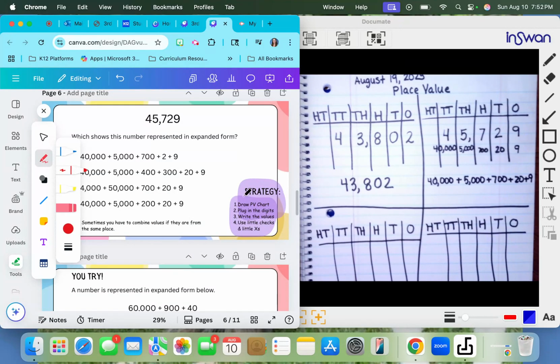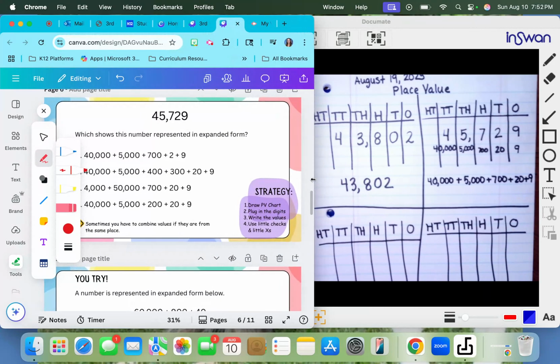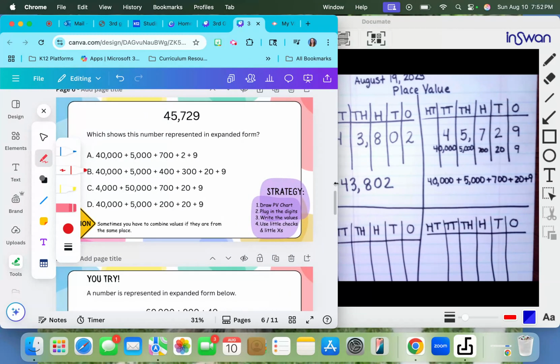All right, here we go. Let me scoot him over. There we go. All right, let's look at A. A starts with 40,000. Does our expanded form have a 40,000? Yep, check. 5,000. Do we have 5,000? Check. 700. Ooh, this one's looking good. A 2. Do we have 2?